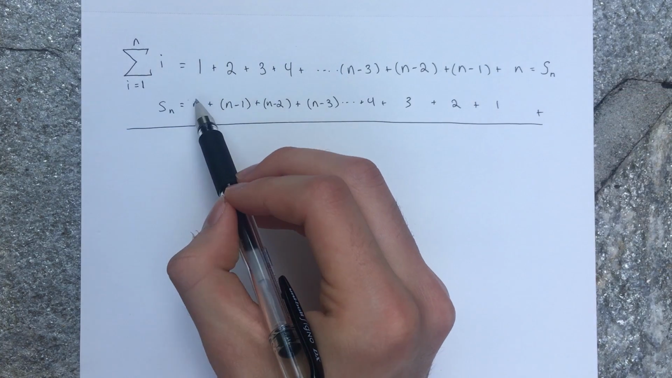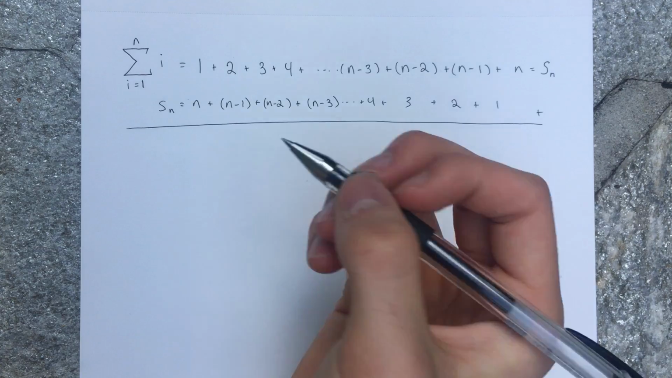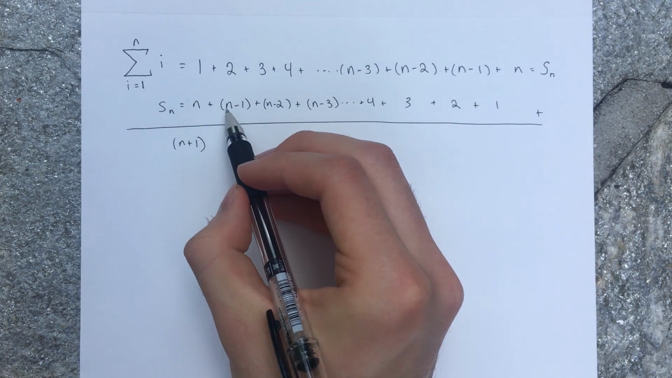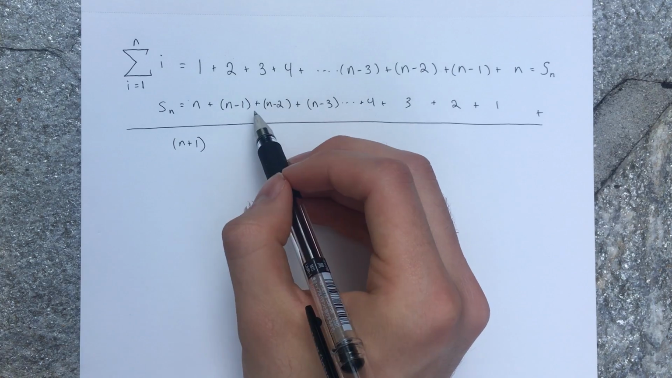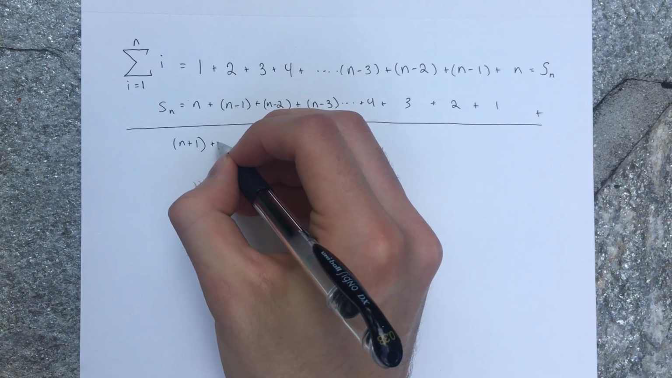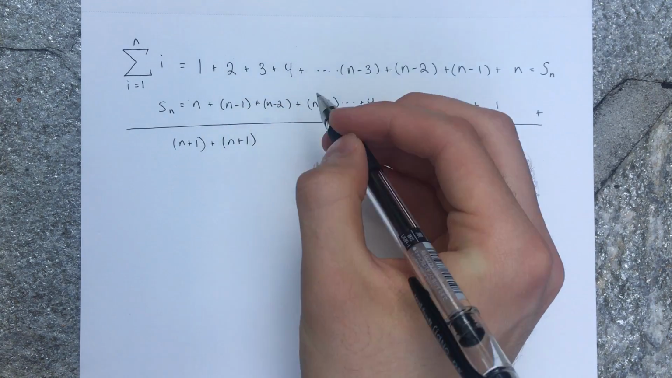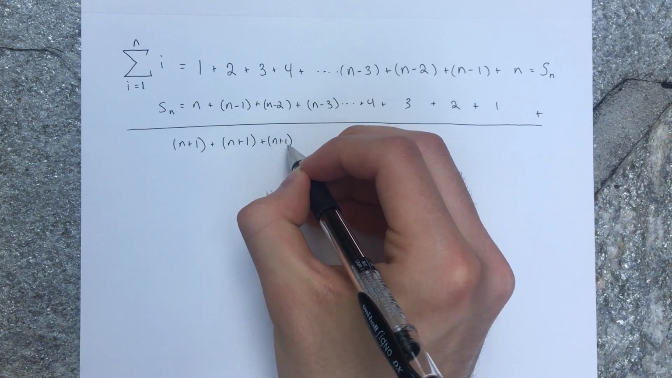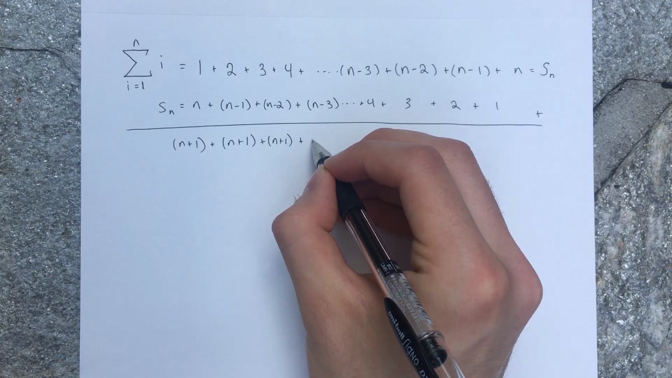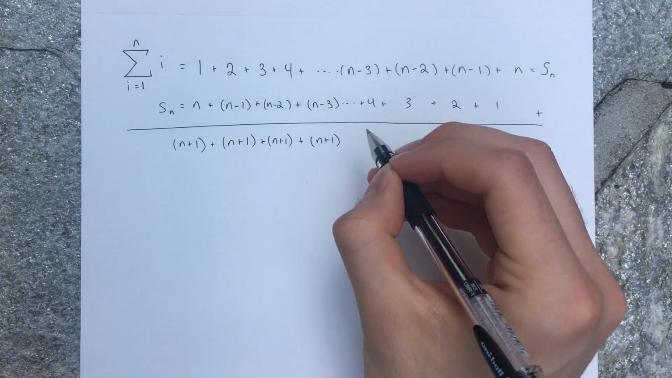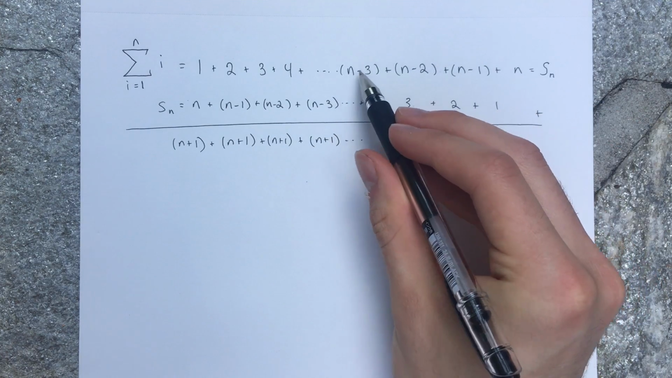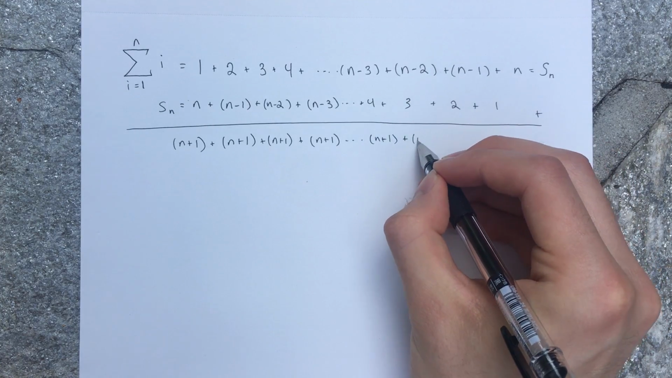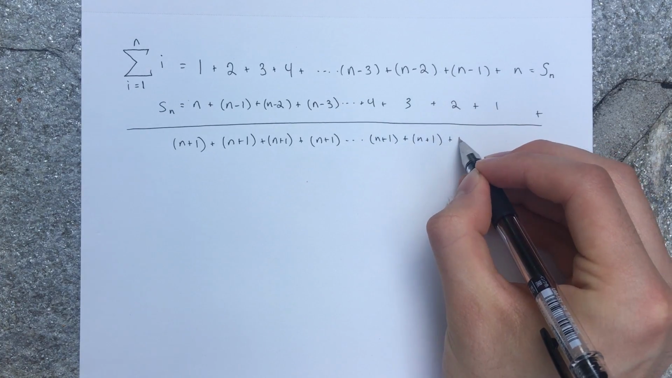So here we'll have 1 plus n. This is just n plus 1. Then we have n minus 1 plus 2. So that's also n plus 1. And n minus 2 plus 3. This is also n plus 1. And as we see, as we keep going, we just get n plus 1, n plus 1. And here, n minus 3 plus 4, n plus 1. n minus 2 plus 3, n plus 1. And so on.